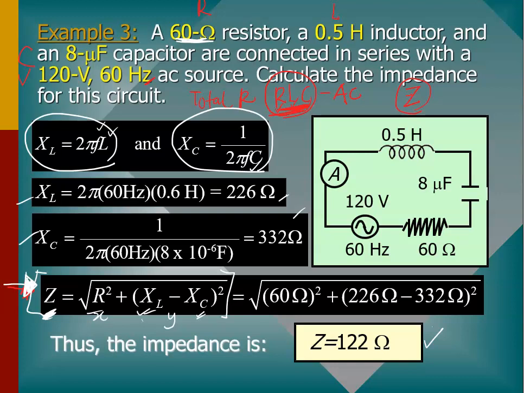So that was actually the total resistance in this particular circuit right now, where the L, the C, and the R were combined in series and connected to the AC power supply. So that was the example, the fourth example of these chapters.